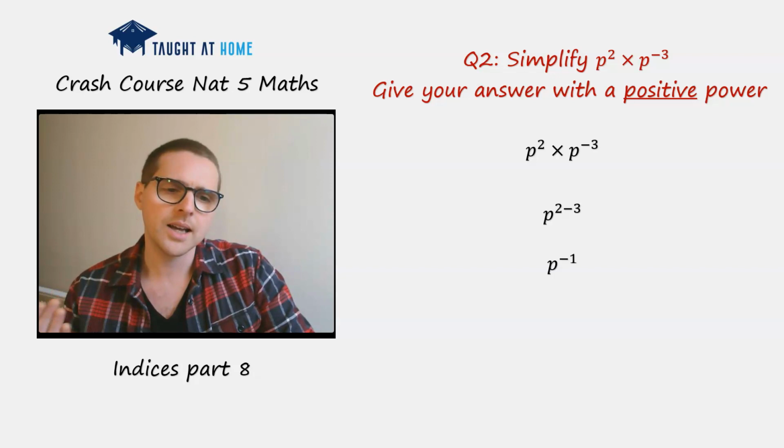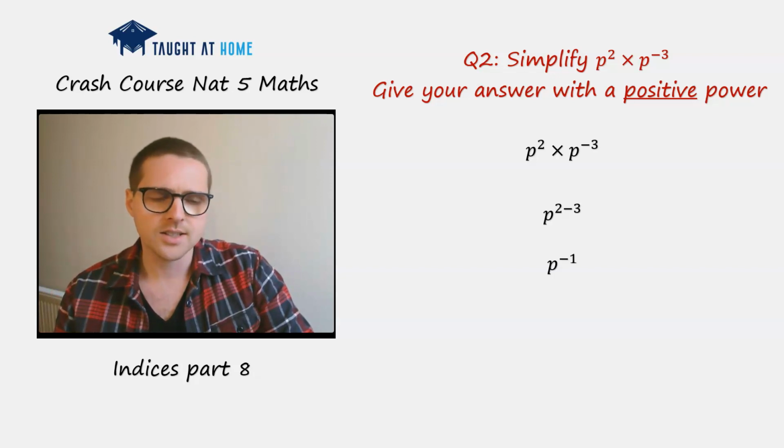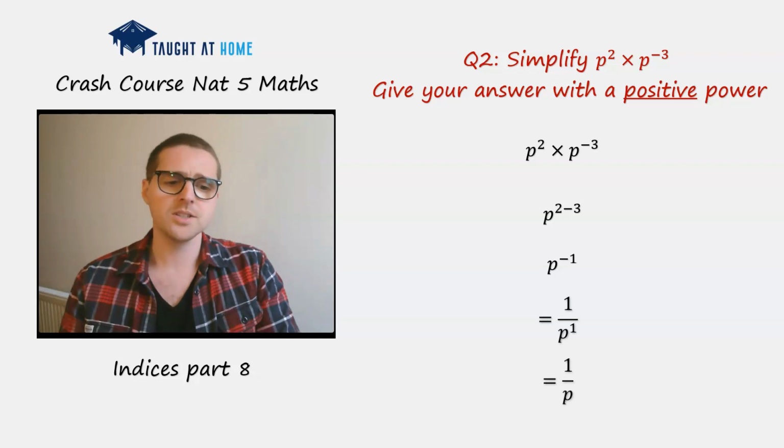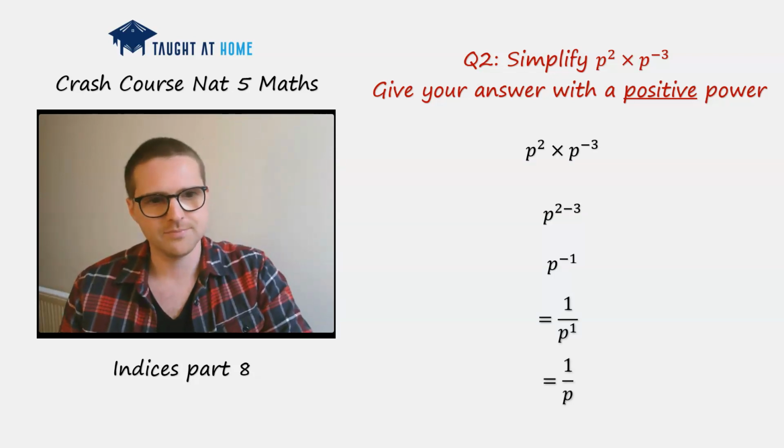And we're going to apply the law of indices that states that an index with a negative power is 1 over that index with the positive power. So in this case, it'll be 1 over p to the power of 1, which is just 1 over p.